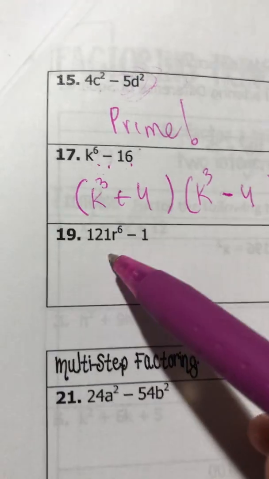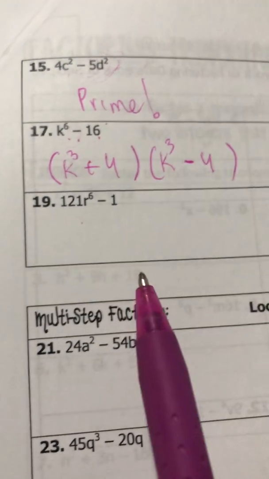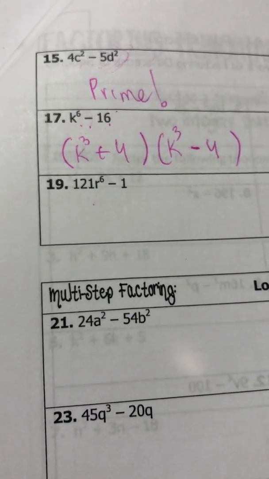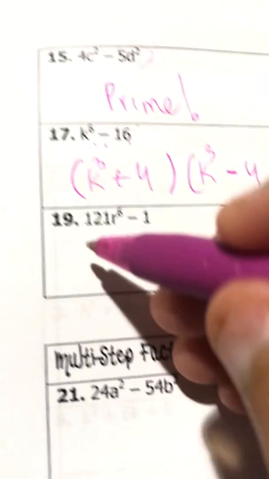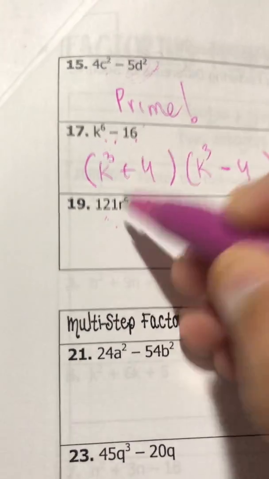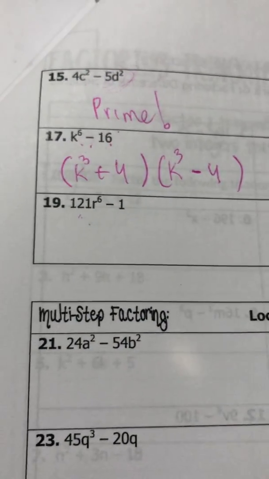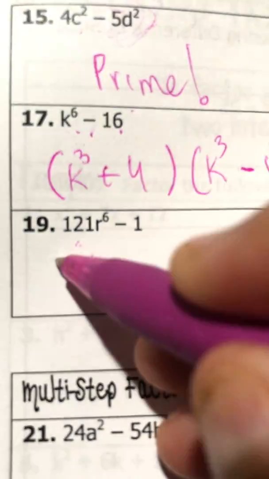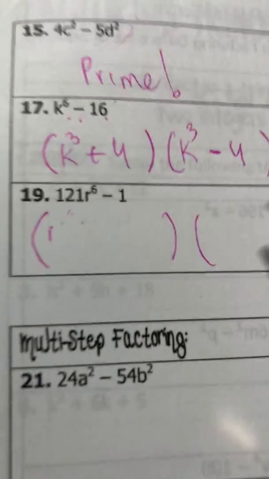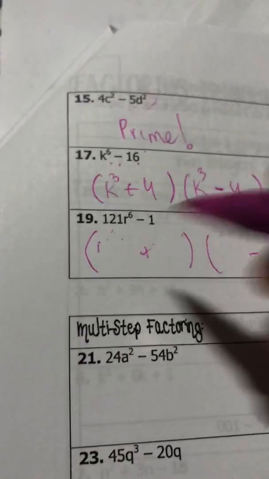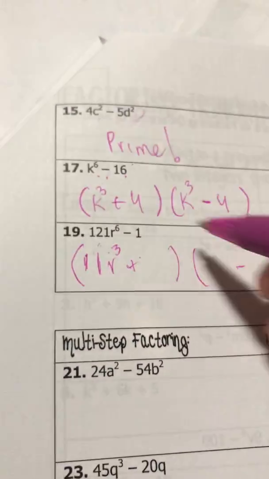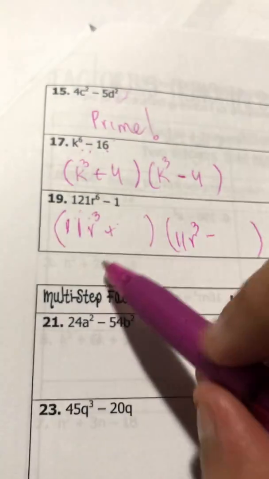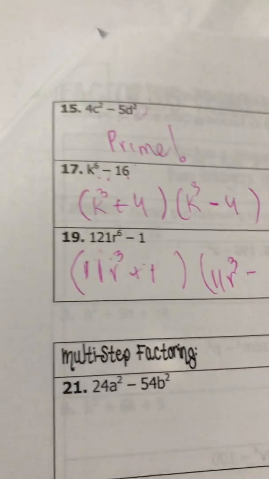Now, 121 r to the 6 minus 1. 1 is also a great number to deal with. And 121 is a perfect square, 11. r to the 6 is a perfect square. Why? Because 3 plus 3 gives you r to the 6. So I can write two parentheses, plus and minus, 11r cubed times 11r cubed gives me 121 r to the 6, and 1 times 1 gives me this. Okay? Now, multi-step factoring. Look for a GCF first, then factor the difference of squares.